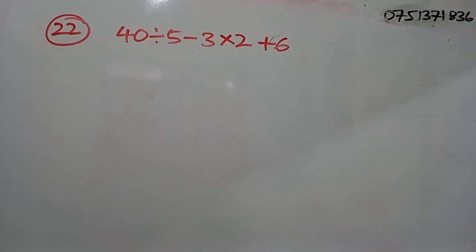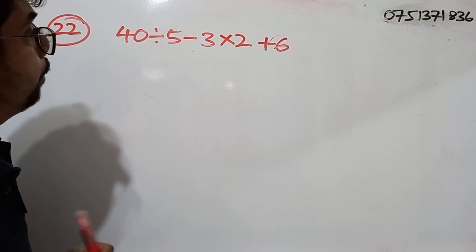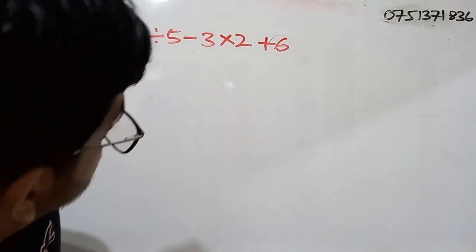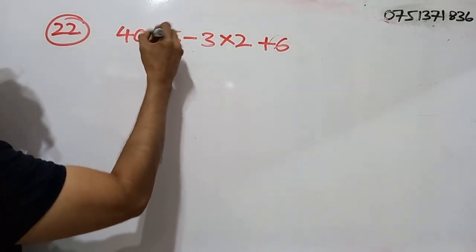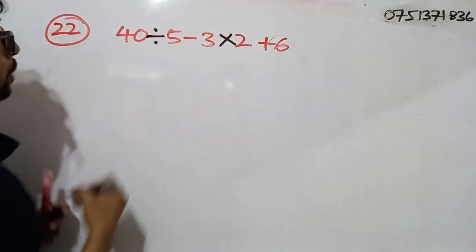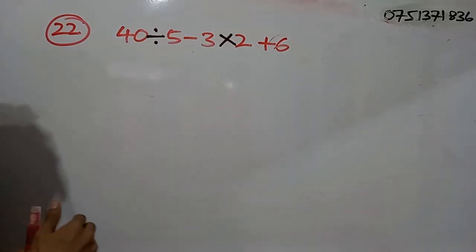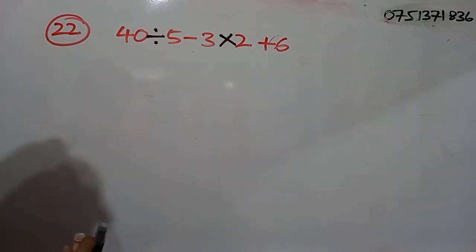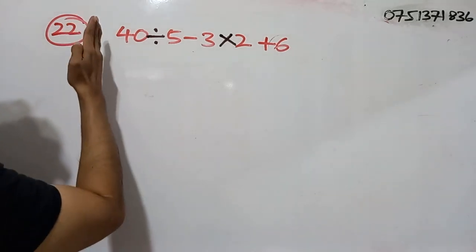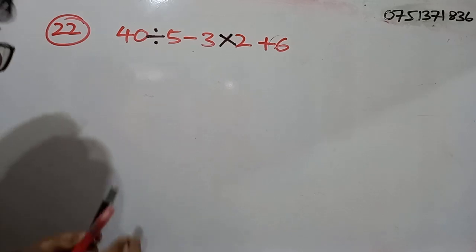Right. Question number 22. So we have been given this expression to simplify. So here we don't have any brackets. But what do we have? We have division and multiplication. So before we go into addition and subtraction, we have to simplify those two. So we have to start from the left, work our way to the right.